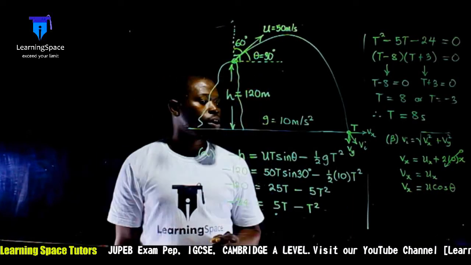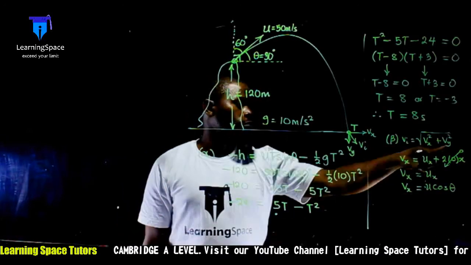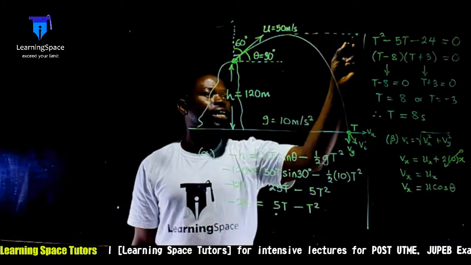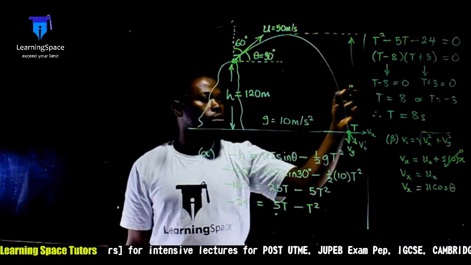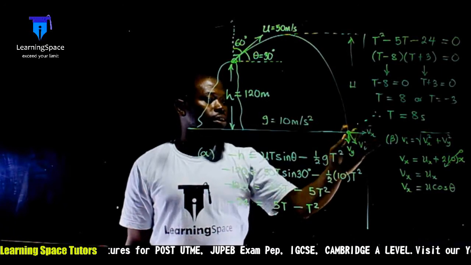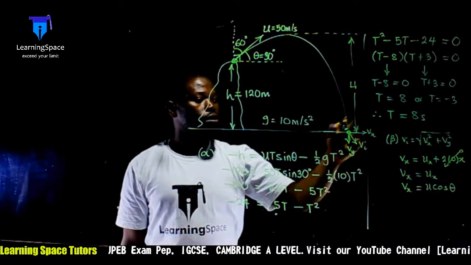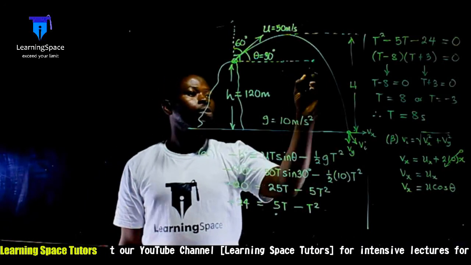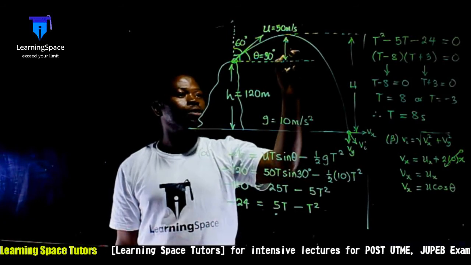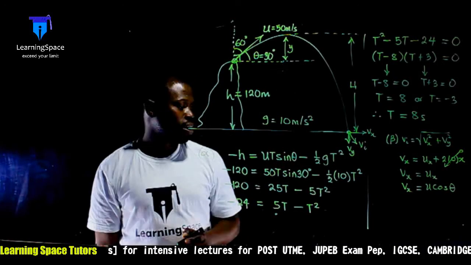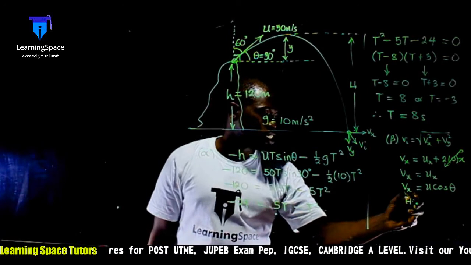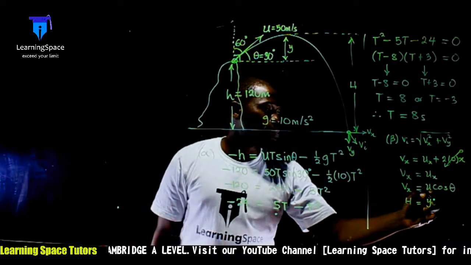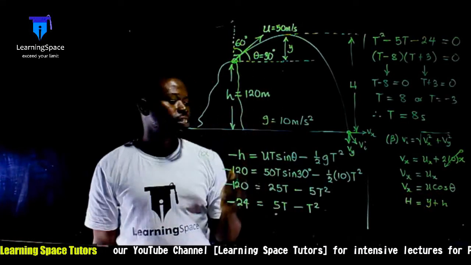But what about our vertical component of the velocity at impact? We will be needing the maximum height attained above the ground in order to determine that. And for us to obtain the maximum height attained above the ground, we will be needing the maximum height above the point of projection, which is y. So this H is equal to our y plus the height of the cliff itself.